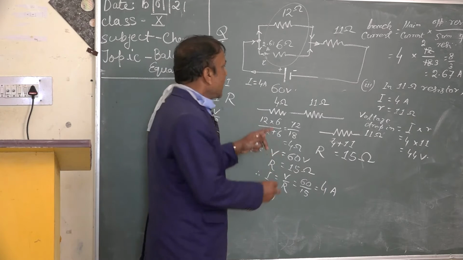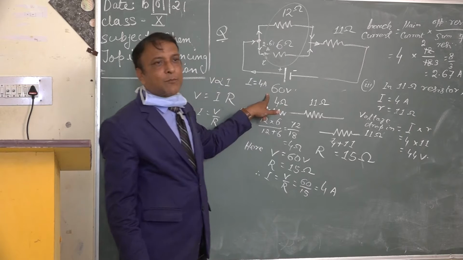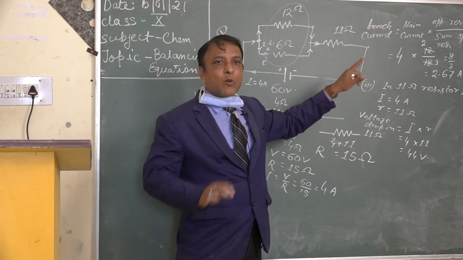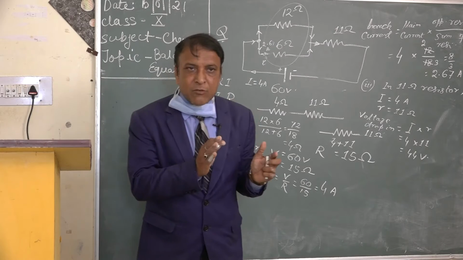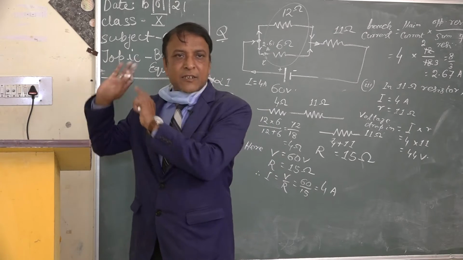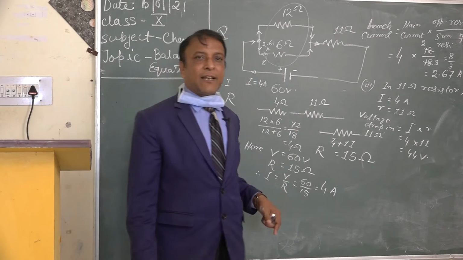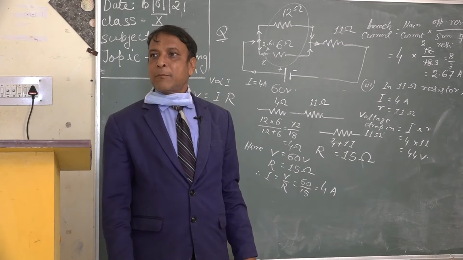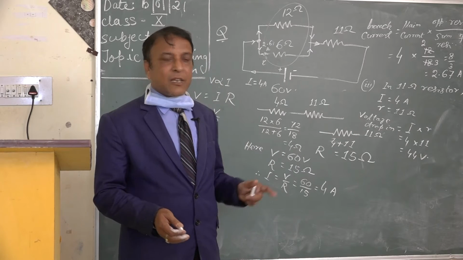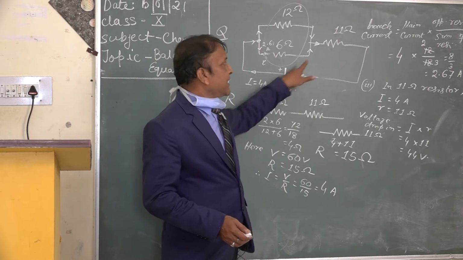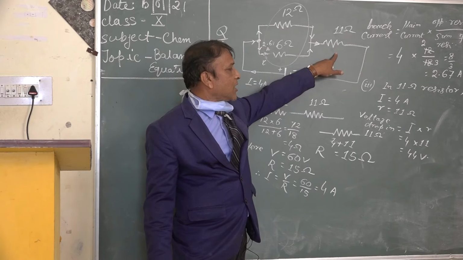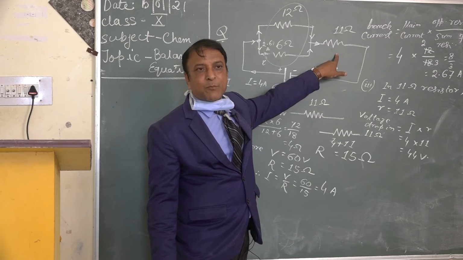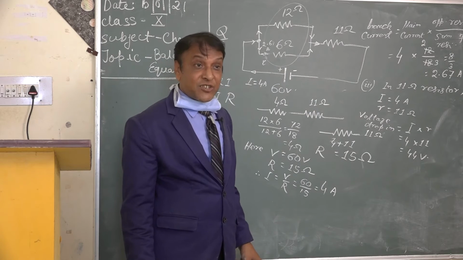So what was the total supply voltage? 60. This 11 ohm said, brother, I am not with you, I am outside, give me my share. How much share did it take? 44. How much is left? 16. Out of 60 volt this will consume 44 volt. Then what is the remaining voltage? 60 minus 44, that is equal to 16 volt.